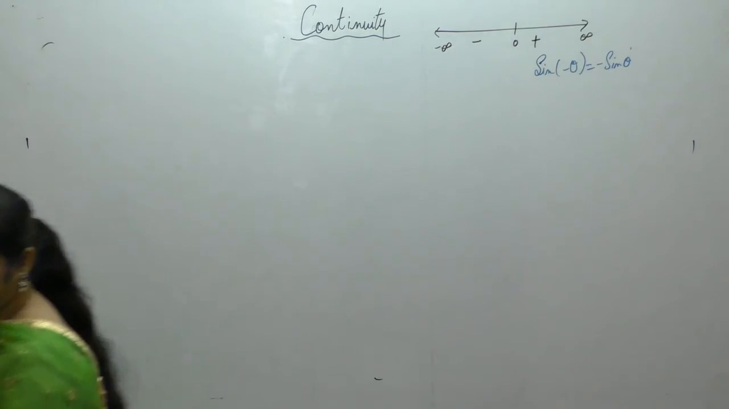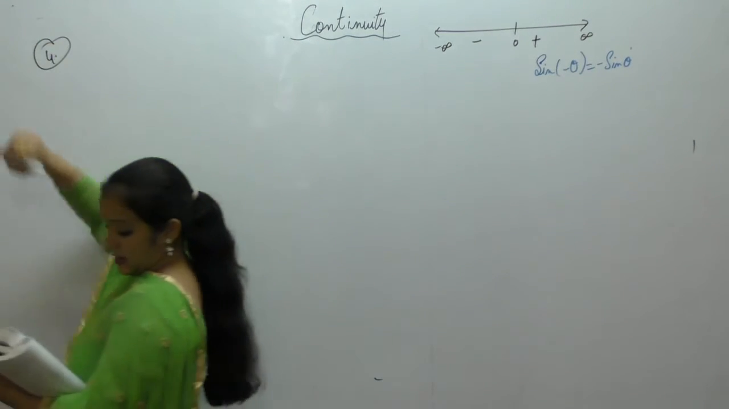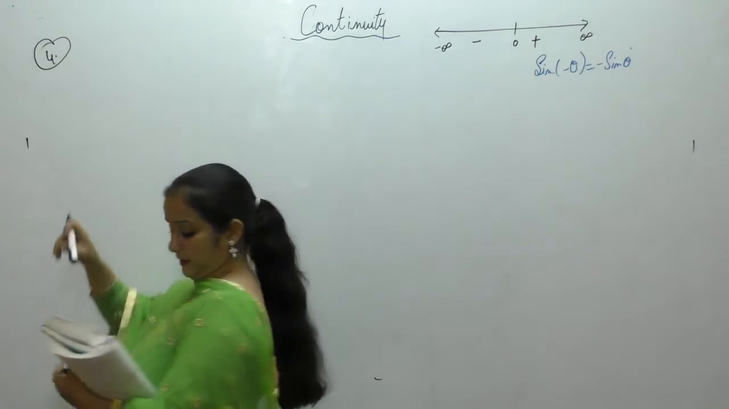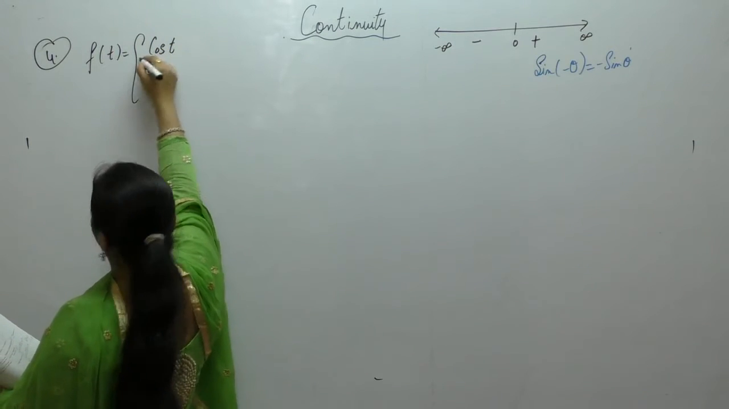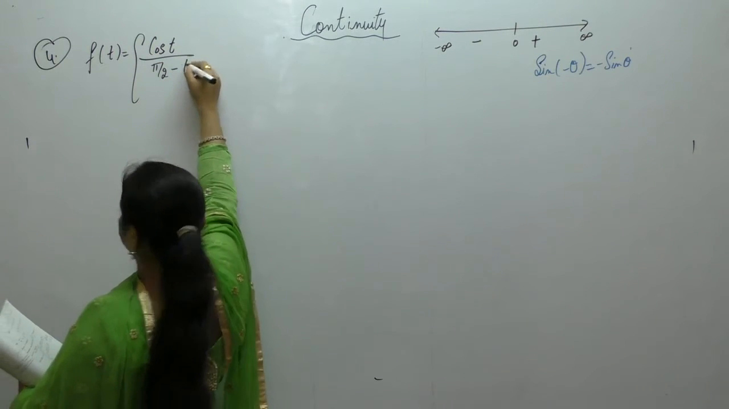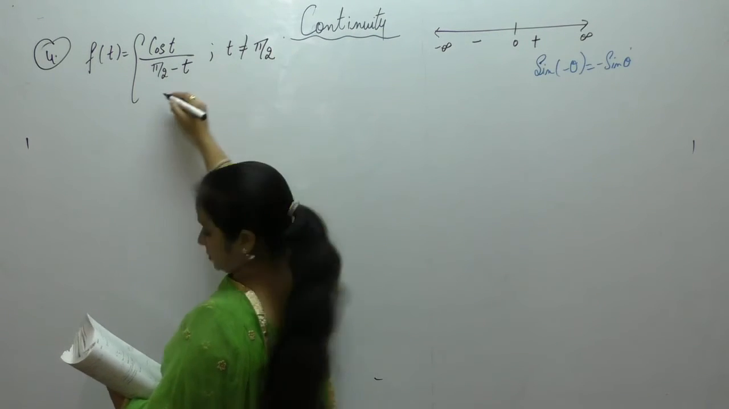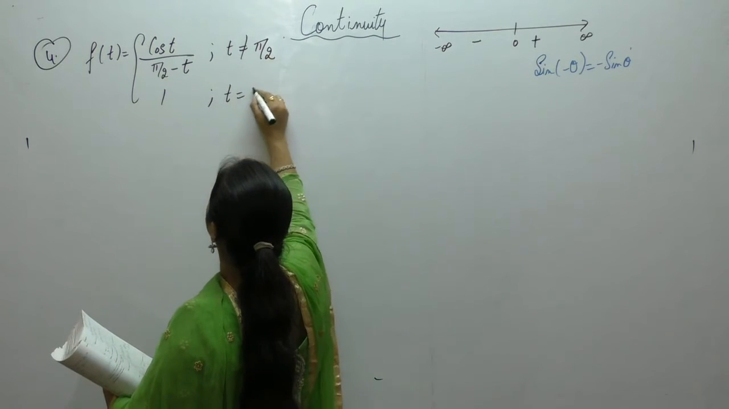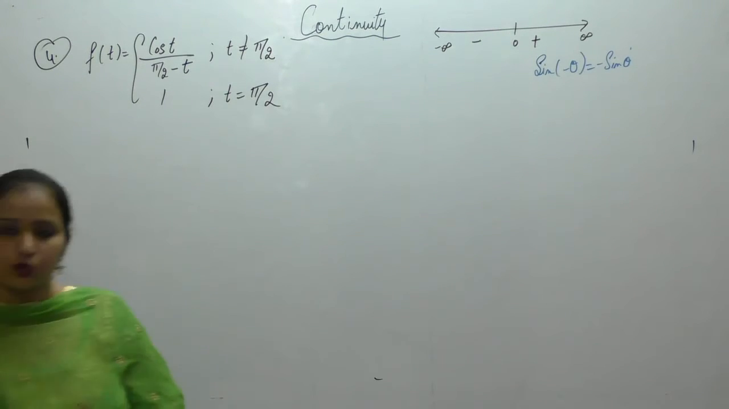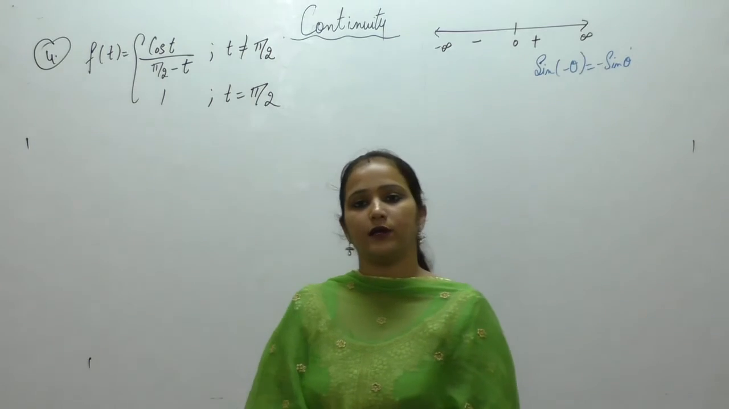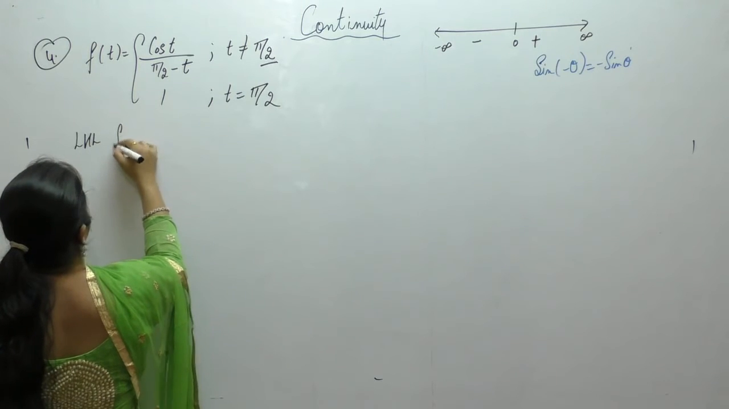Now the next one, examine the function f of t given by cos of t upon pi by 2 minus t when t is not equal to pi by 2, 1 when t is equal to pi by 2, for the continuity at t equals pi by 2. Now we want to check the continuity at the point pi by 2. So left hand limit first.